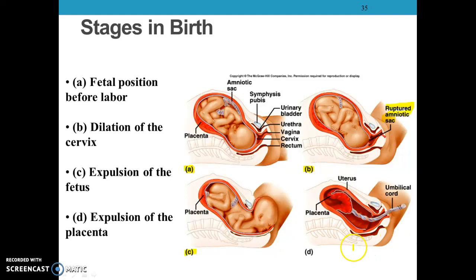So that was C. And then D is expulsion of the placenta. So we've talked about the function of the placenta. It also leaves the uterus after labor. This is where it gets its name. If you've ever heard afterbirth before, sometimes it's called the afterbirth, because after it's done doing its job, after the newborn is delivered, it's delivered afterwards. All right?